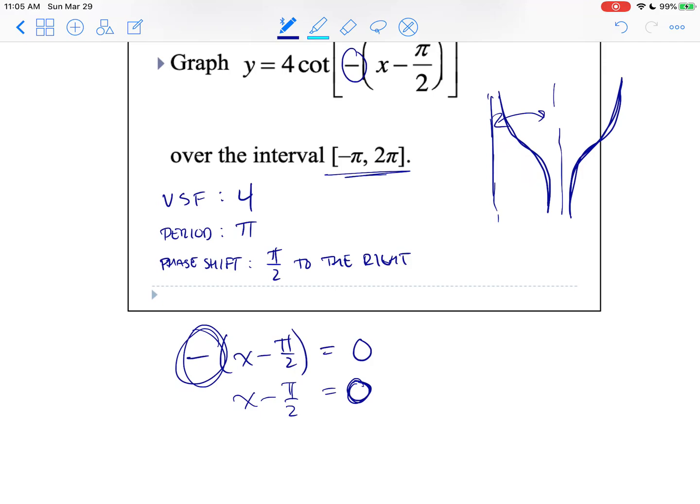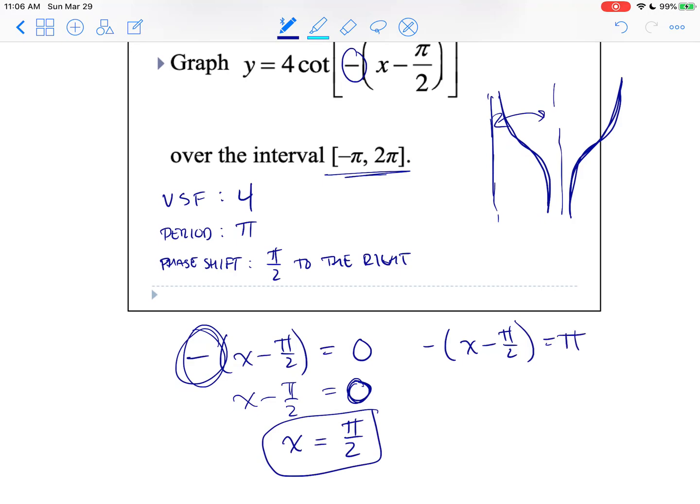And so just for cotangent, not for tangent, and not for any other trig function, the location of the first vertical asymptote is always going to be the phase shift. But just for cotangent. So if trying to remember that is going to be confusing, just set what's inside cotangent equal to 0. You could also set what's inside cotangent equal to pi.